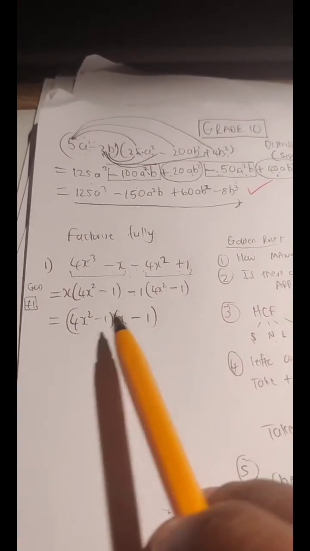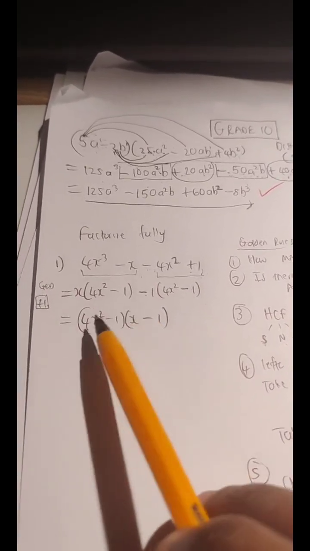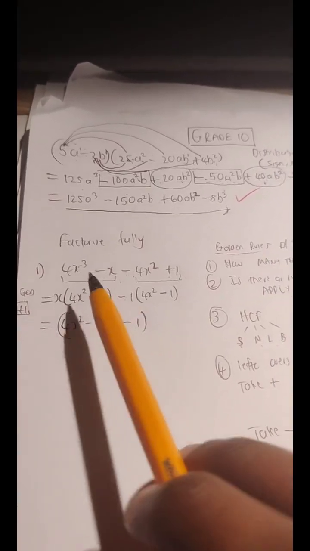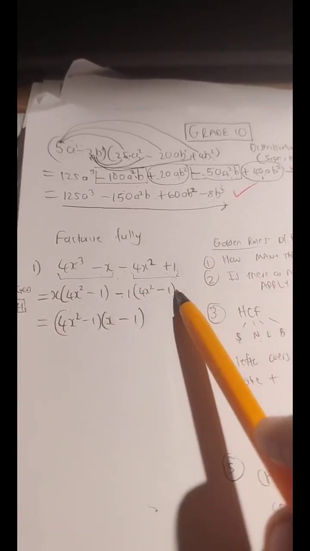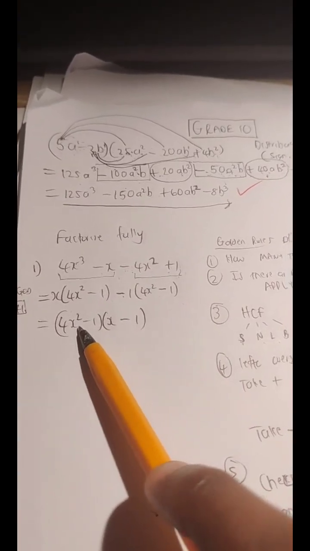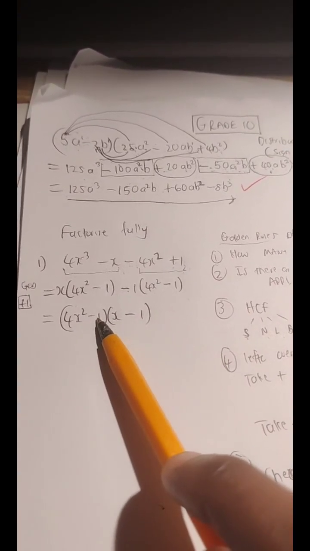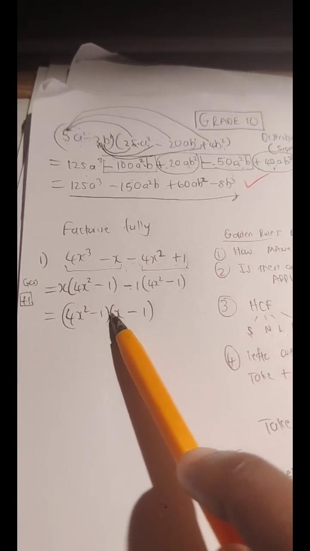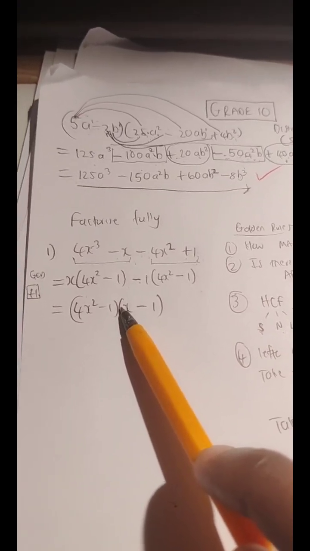Then we check inside each bracket, is there any other type of factorization that can be applied? We just completed grouping and taking out a common bracket. We look at each bracket and we ask, is there something else that can be done? This first bracket, we have a minus sign, we have 4x squared and 1.